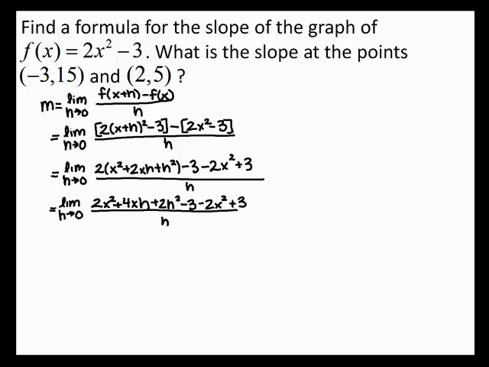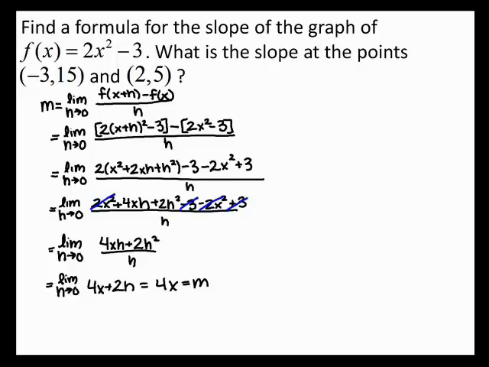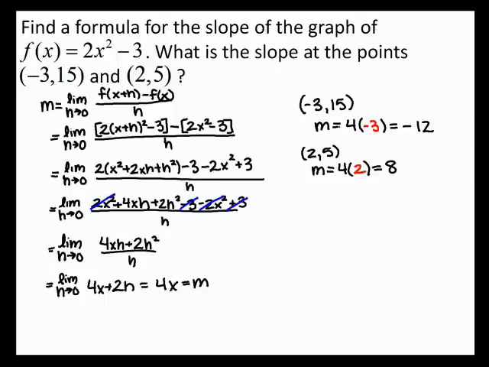Simplify the numerator. Simplify the fraction. Take the limit of 4x + 2h as h approaches 0. You find that the slope is equal to 4x. To find the slope at (negative 3, 15), substitute negative 3 into the slope equation. Simplify 4 times negative 3. You find the slope at (negative 3, 15) is negative 12. To find the slope at (2, 5), substitute 2 into the slope equation. Simplify 4 times 2. You find that the slope at (2, 5) is 8.